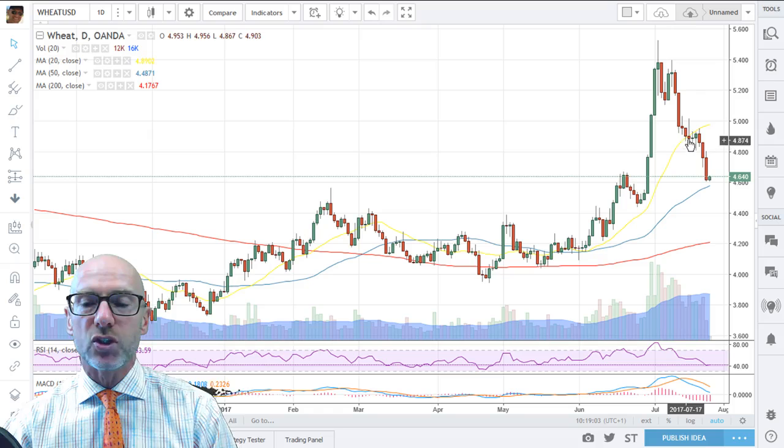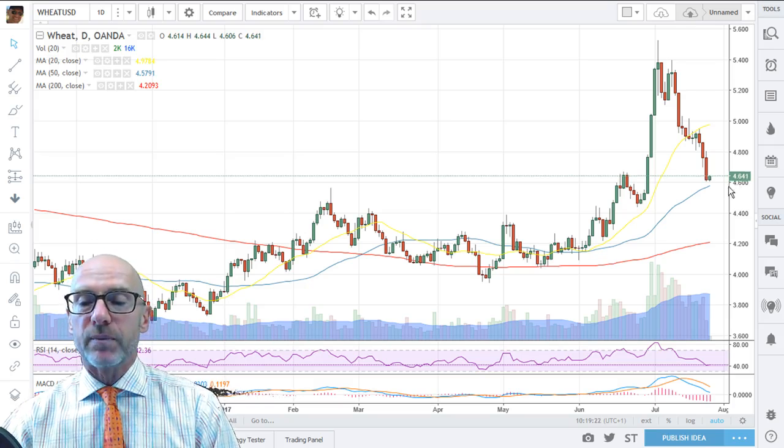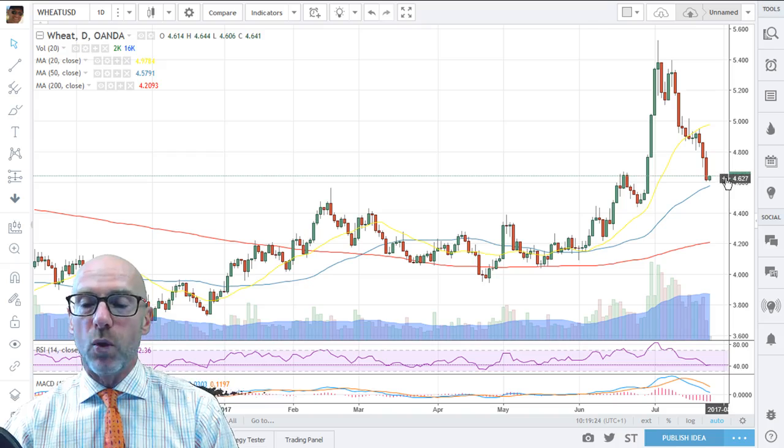You can see that the 20-day only gave a bit of support for a couple of days, and then we've fallen back down, and we're very close now to the 50-day moving average, which is the first key support level and is at 4.579. So will it hold this support? Well, there is also support from the trading that we saw back in June.